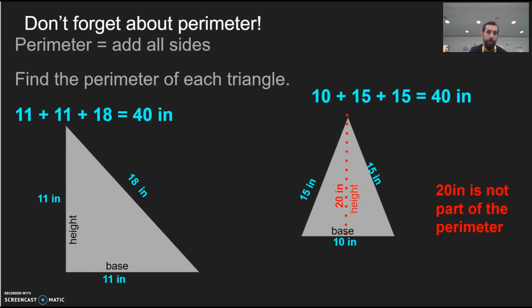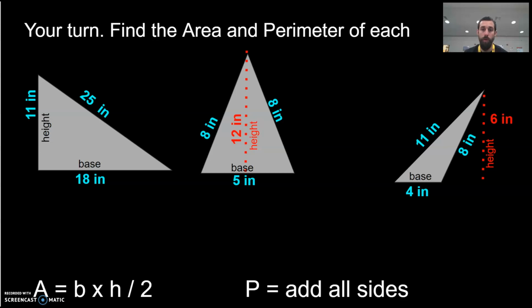Great job, people. So now what I want to do is you try these two triangles. We have a triangle with a base and a height here of 18 and 11, a triangle whose base is 5 and height is 12, a triangle whose base is 4 and height is 6. Remember, don't get messed up because the height is not part of the perimeter, and these blue numbers are not part of the height as well. So when you're doing your math, focus on that. Let's focus on this first triangle.